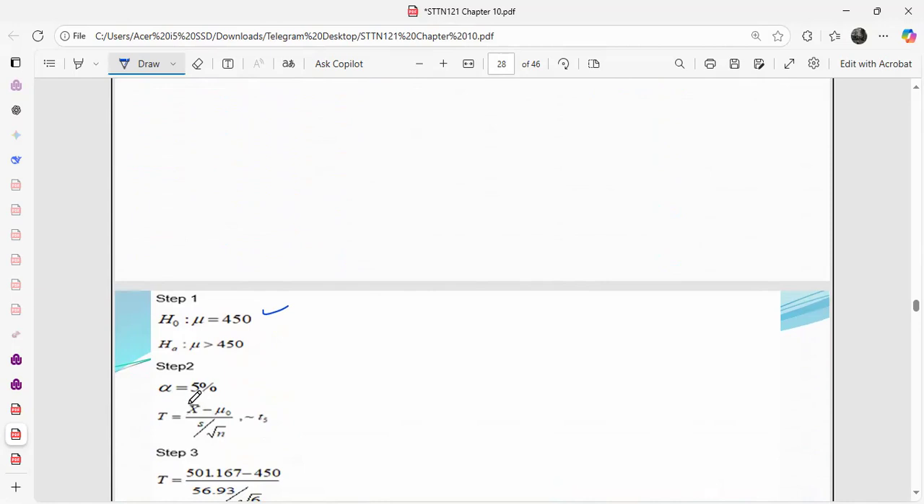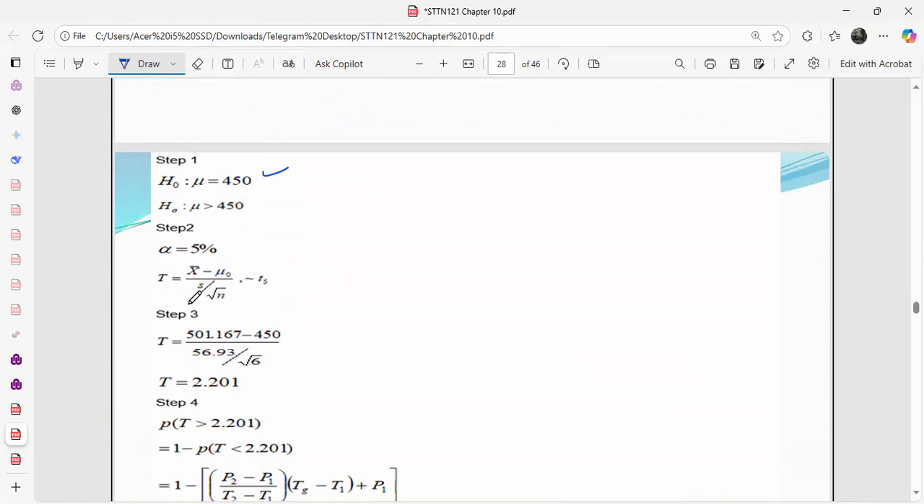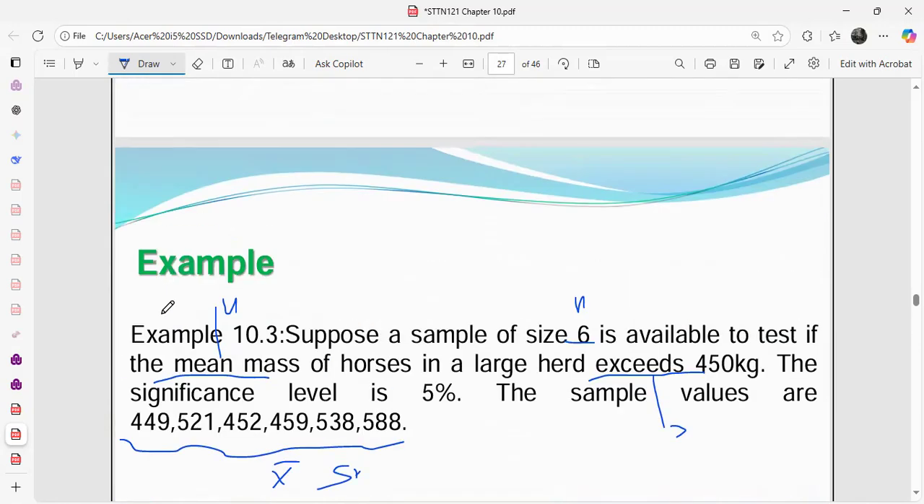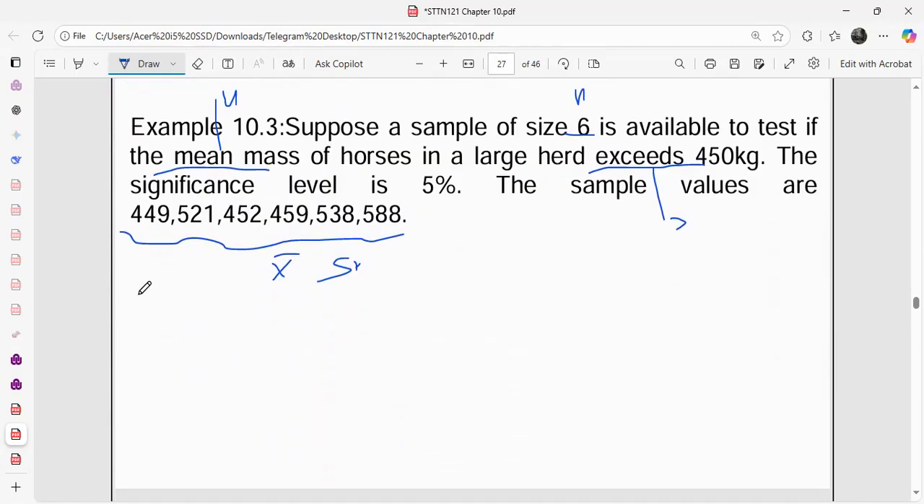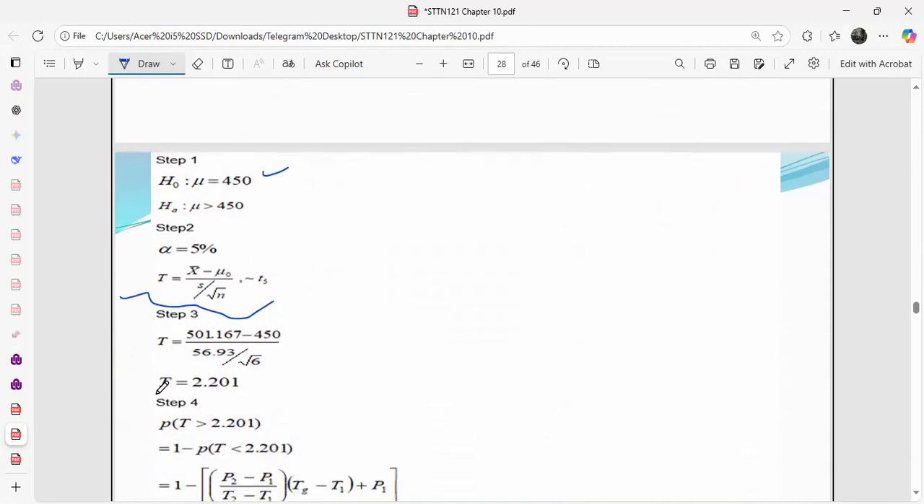Step 2, you specify the level of significance, which we were given as 5%. The x bar, you're going to substitute this into the method you guys know. To find those values on the calculator, you find the standard deviation, you find the mean. So here, you substitute. The reason why it's t is because n is less than 30. Remember? Then they got the t as 2,201.